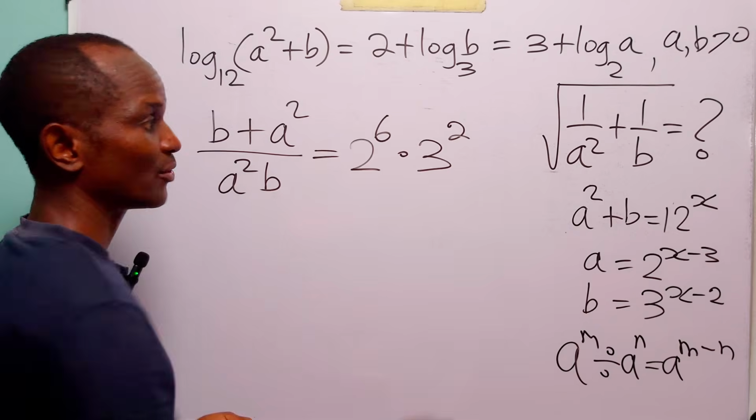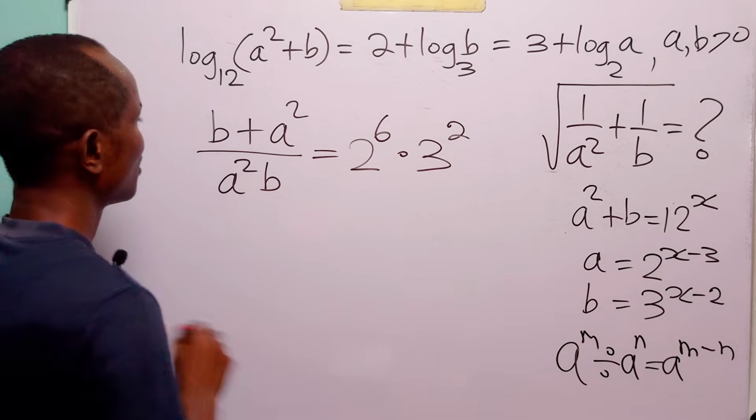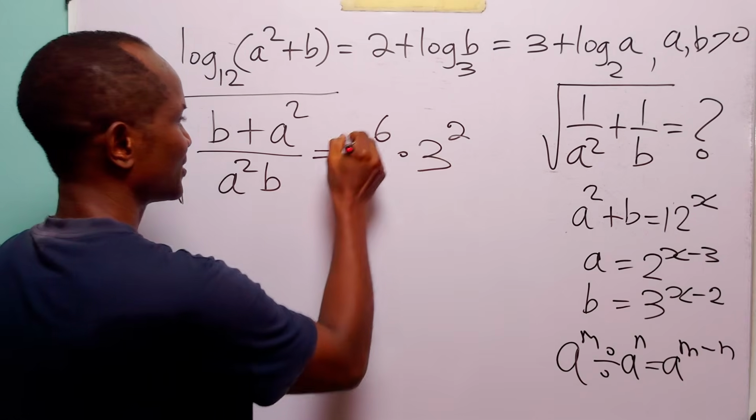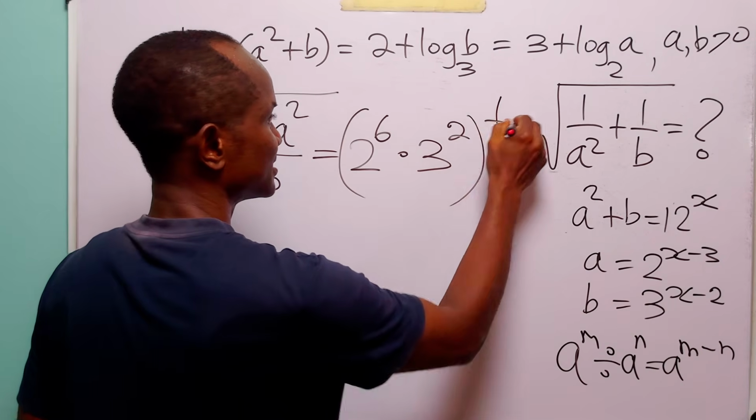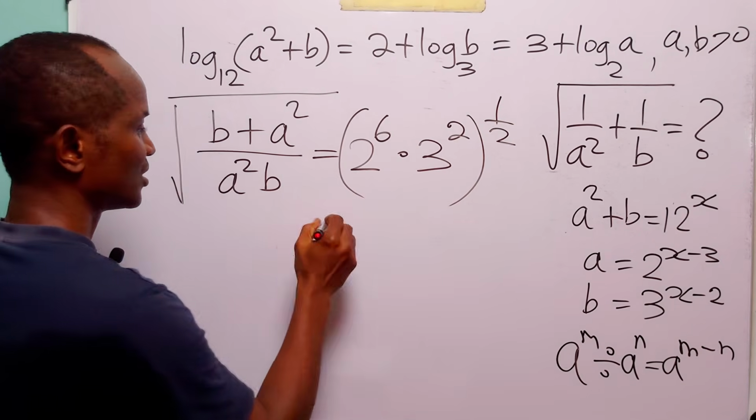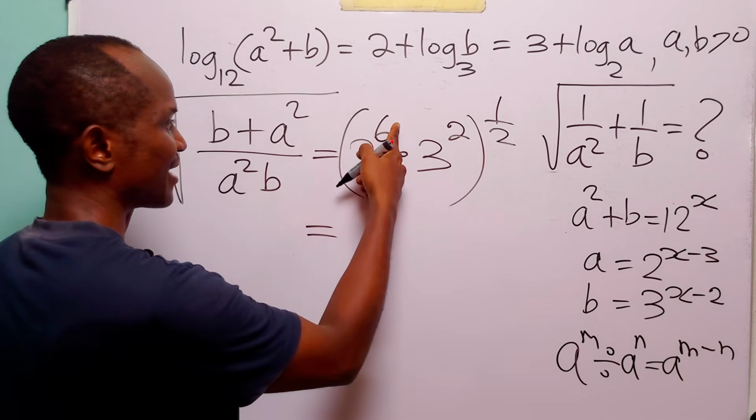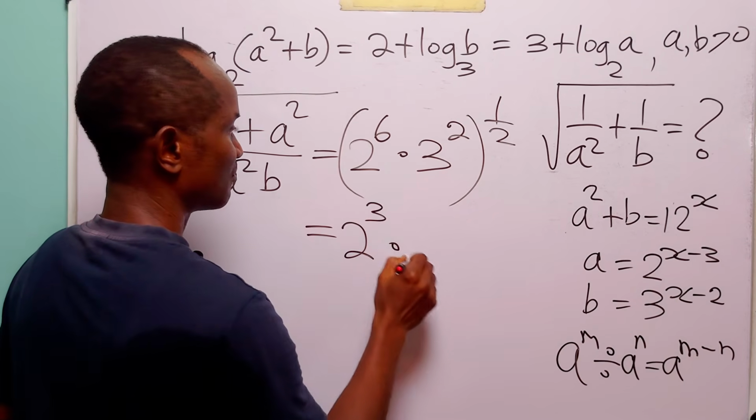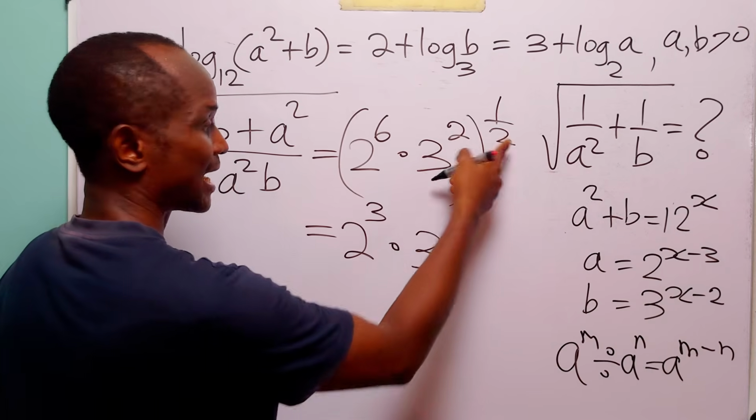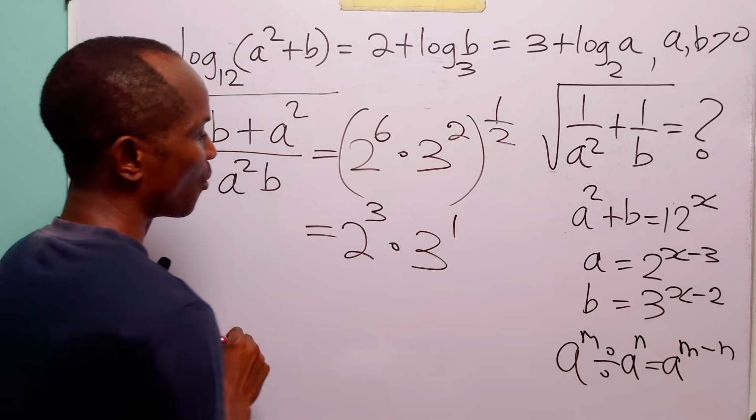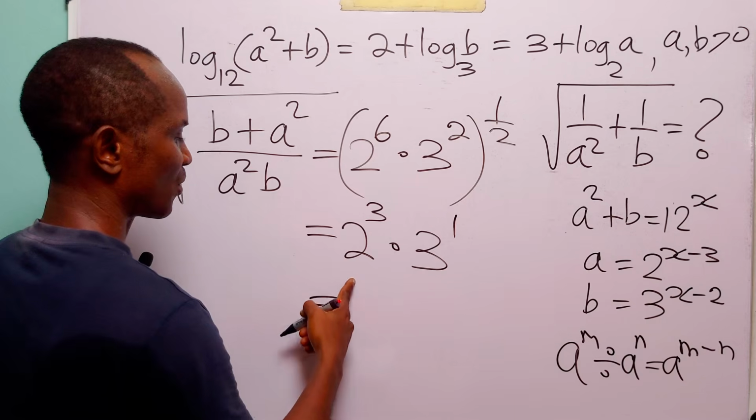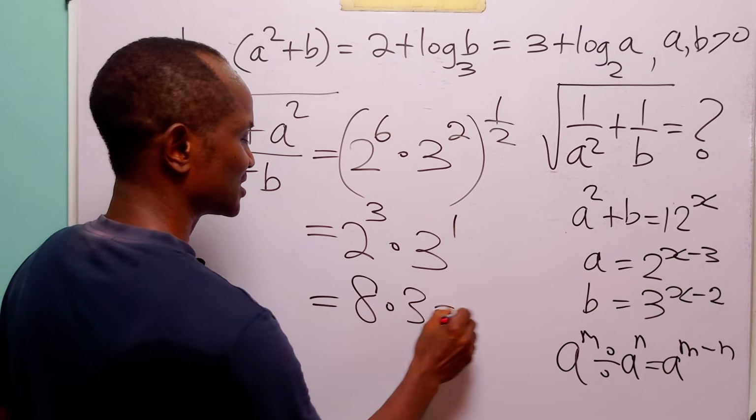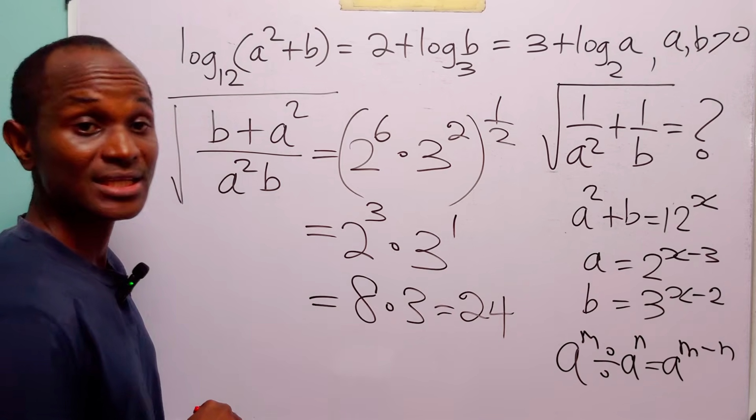And finally, we can now introduce the square root. When we do that, we have the square root of this. And you know that this is the same as this to the power half. So this is equal to 2 to the power 6 times half, which is 3, multiplied by 3 to the power 2 times half, which is 1. This is equal to 2 to the power 3, which is 8, multiplied by 3, which is equal to 24.